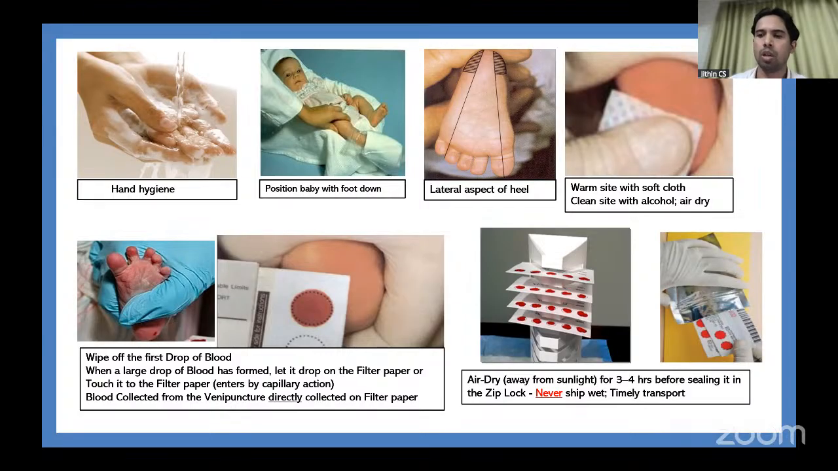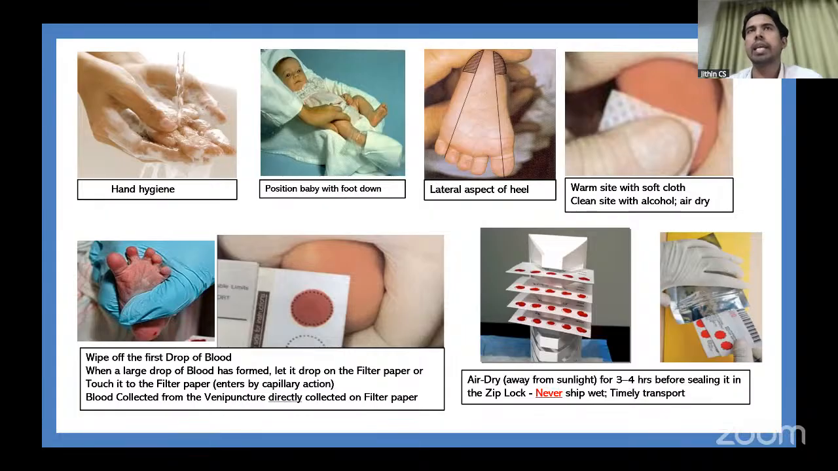We clean the site with alcohol, air dry for 30 seconds, and then squeeze out the first drop of blood. The first drop of blood we generally don't take for testing. The second drop of blood we put on the center of each circle and allow it to spread uniformly, and it should not overlap into the next circle. So proper care should be given in taking the DBS samples. Once the 5 circles are completed, we air dry for 3 to 4 hours.